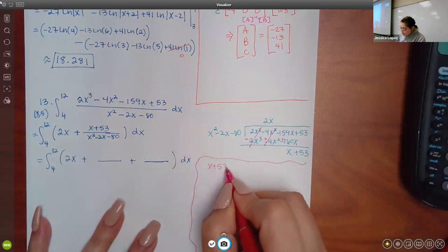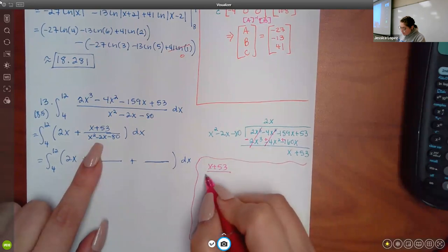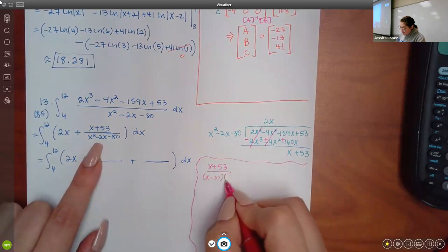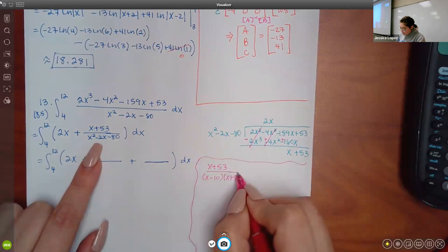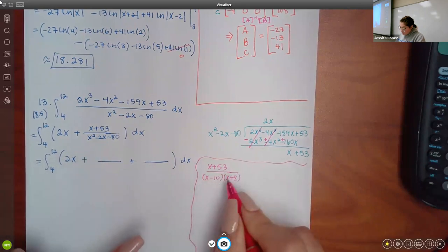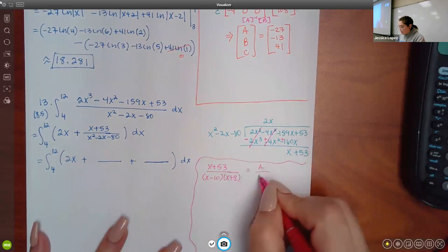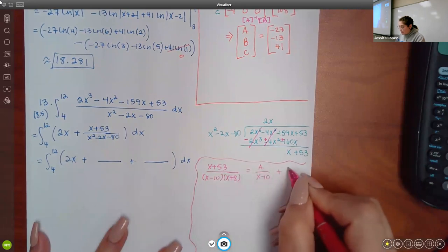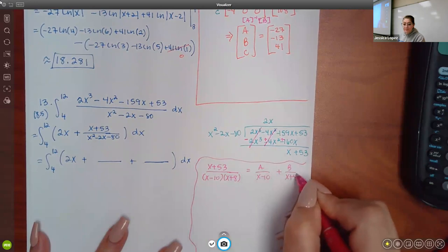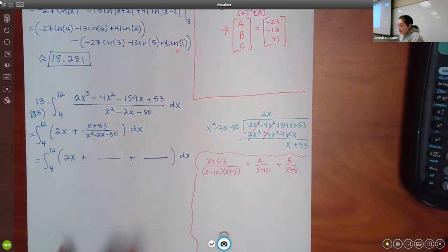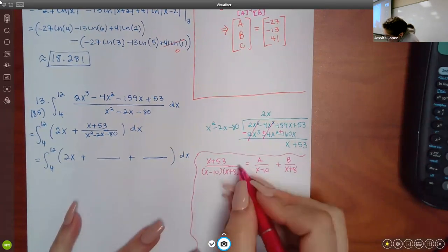So if I take this and I factor that, I think it's x minus 10 and x plus 8. Yes. So then you'll get something over x minus 10 and something over x plus 8. Right? And if I multiply both sides of the equation, or each fraction, by that common denominator, here both of the denominators will cancel.